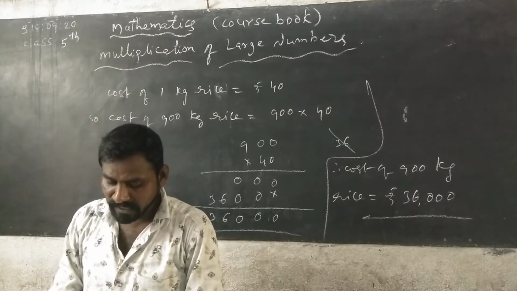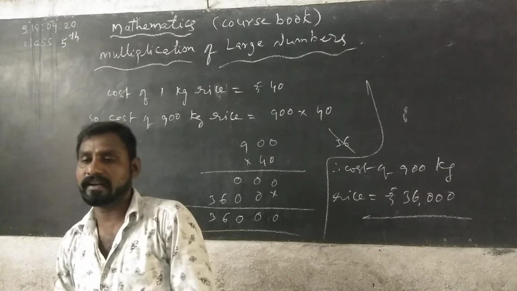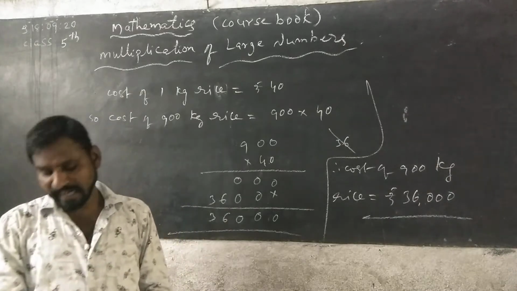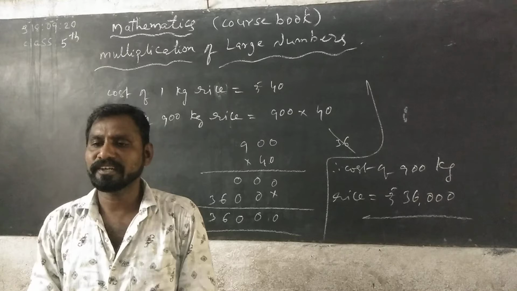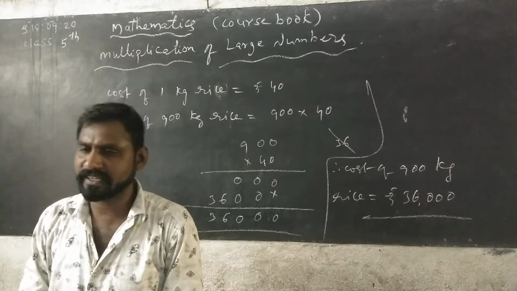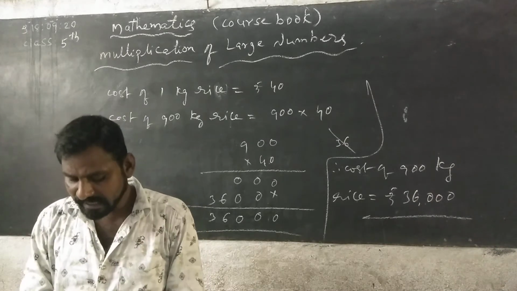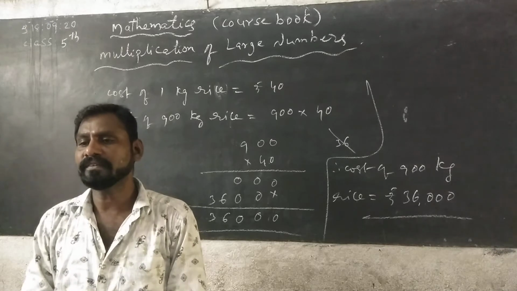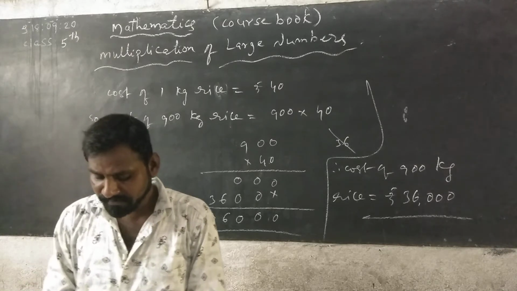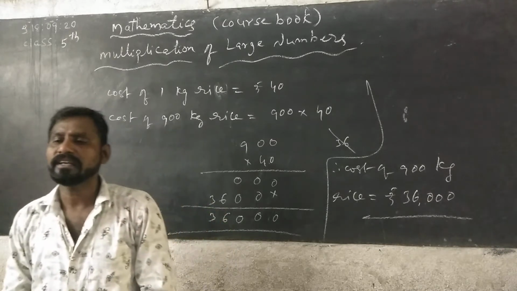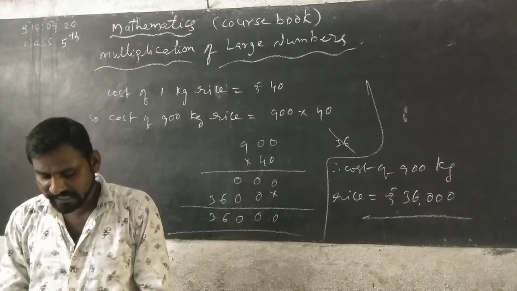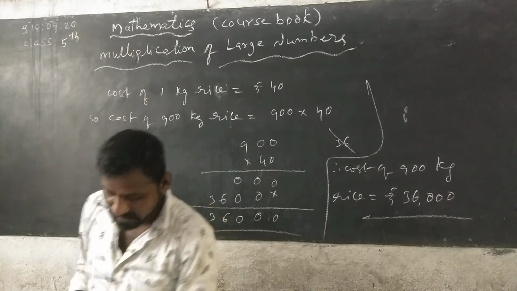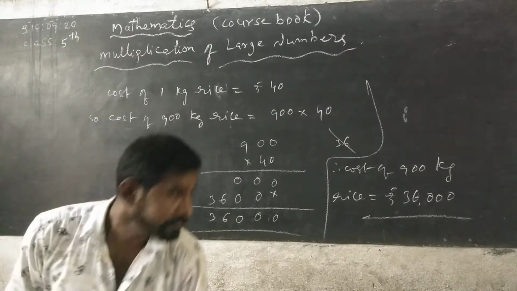So total number of biscuits in the carton. Very simple, no? One packet contains 50 biscuits. Two packets contain 2 into 50, 100. Three packets contain 3 into 50, 150. Four packets contain 4 into 50, 200. Five packets contain 5 into 50, 250. Like that only. How many packets are there? 20 packets are there. So you can write here.